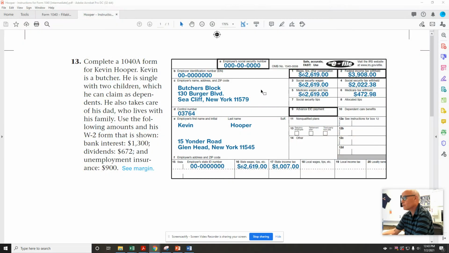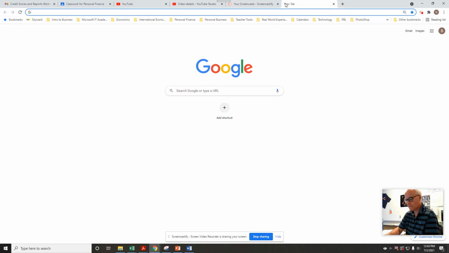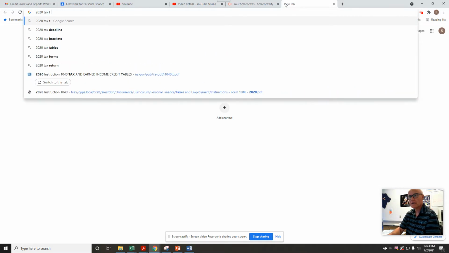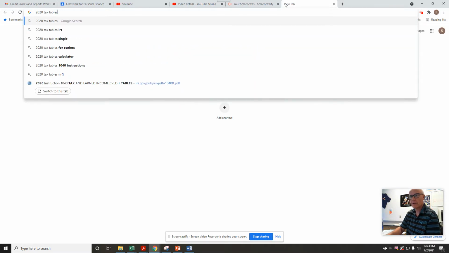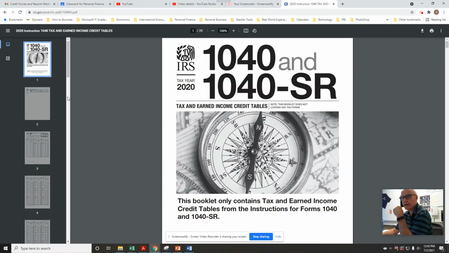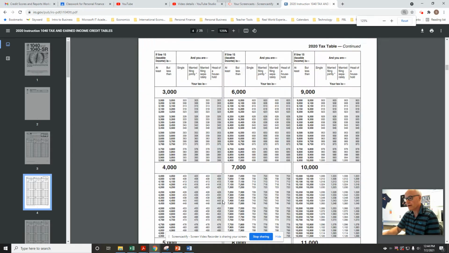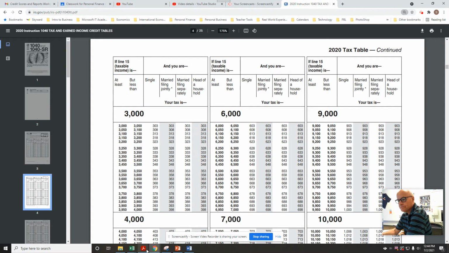I'm struggling trying to find this here. The tax tables for 2020, which are hiding from me somewhere, but I will find them eventually. You know what? I might have closed them out. Let's just go find those 2020 tax tables. Tax tables, Internal Revenue Service. I'll have a link, of course, in Google Classroom for that. Let's blow that up a little bit since we're in the neighborhood.